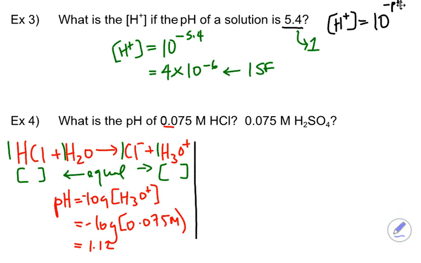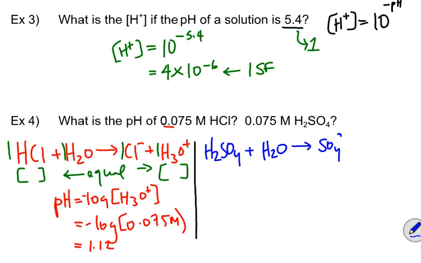When I do my sulfuric acid, check this out. When H2SO4 dissociates in water, I've got 2 hydrogens. So I'm going to make my sulfate ion, and then I'm going to make 2 hydronium ions, and I need 2 waters. So now not everything is a 1 to 1 to 1 to 1 ratio. I've got a 1 to 2 ratio. That means for every 1 molecule of this that breaks up, I get 2 hydronium ions. So my concentration has to double. If my concentration here is 0.075, then my concentration over here will be double that.